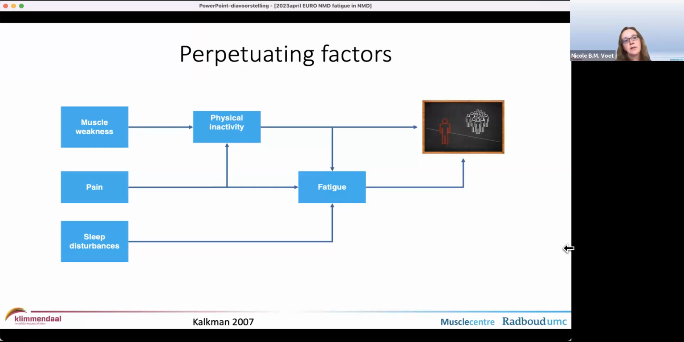Another thing is that you see that muscle weakness is only an indirect factor. We also know from research that the level of muscle weakness is not related to the level of fatigue. So there are people with a high level of muscle weakness and a low level of fatigue, and the other way around. Especially people with a low level of muscle weakness. These are the people that go to work, do their household, care for their family members, and often have a high level of fatigue.